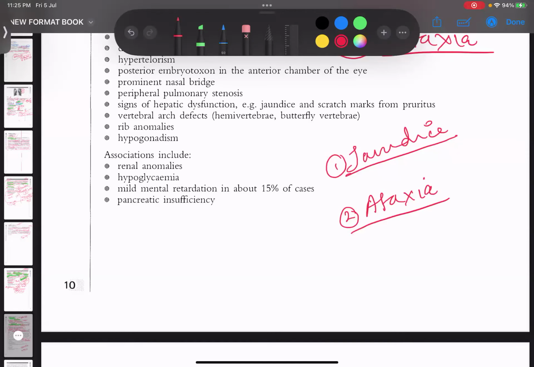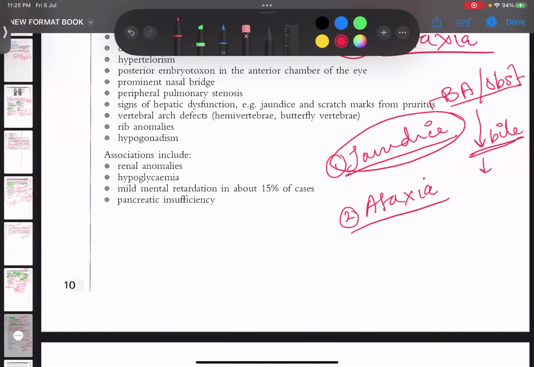When they say history of jaundice, this is mainly due to biliary atresia or any kind of obstruction. Due to that obstruction, there was decrease in the bile flow. And due to decrease in bile, there was lack or deficiency of vitamin A, D, E, K. And vitamin E deficiency in the long term causes ataxia. So these are the common scenarios in the exam.